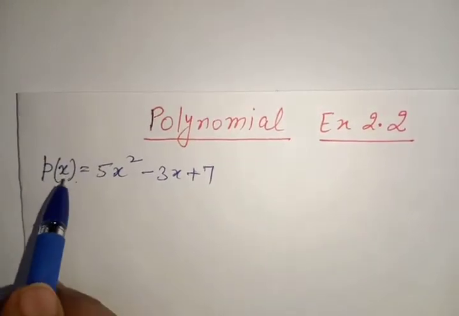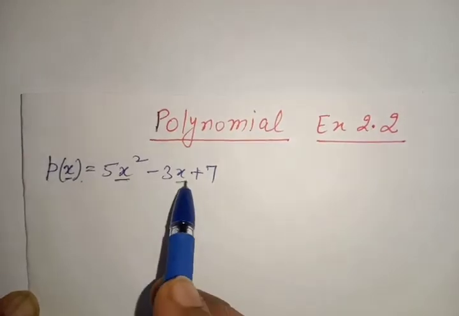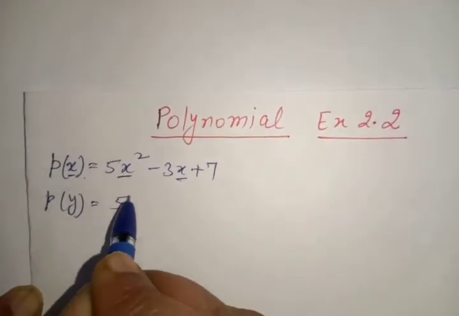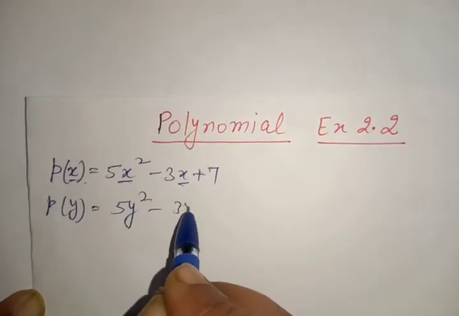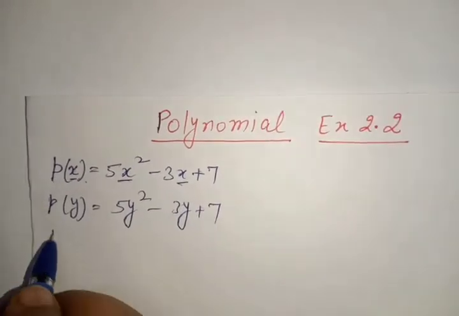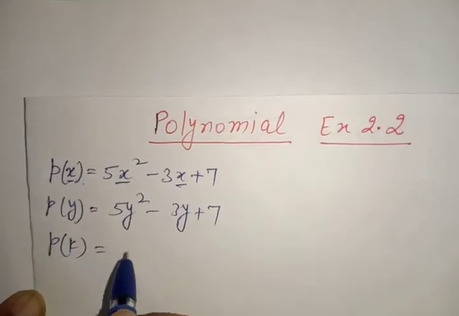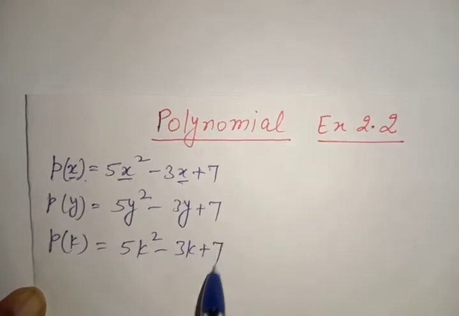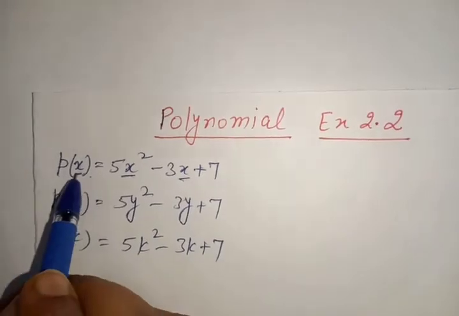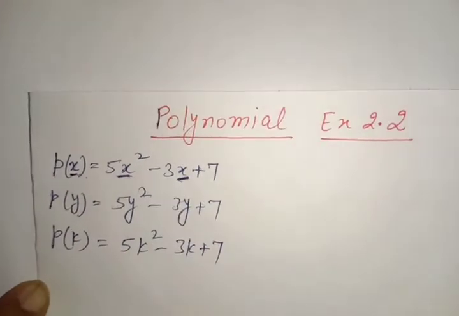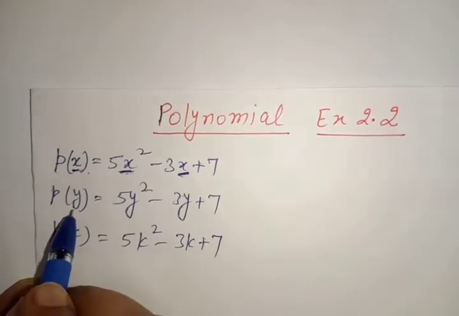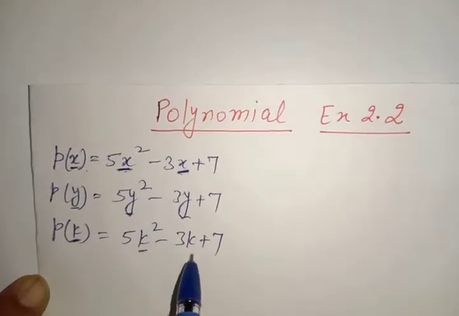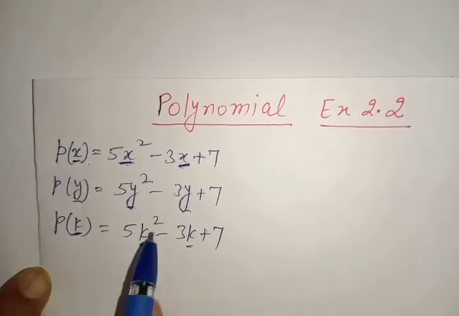Why x? Because if this is x, this is x, this is x. Suppose I write p of y. So this equation will become y square minus 3y plus 7. Suppose I write p of k, then this equation will become k square minus 3k plus 7. It means if x is there, this polynomial is in x. If y is there, this polynomial is in y. If k is there, then this polynomial is in k. It means we need to replace.